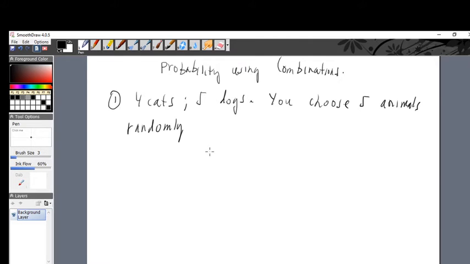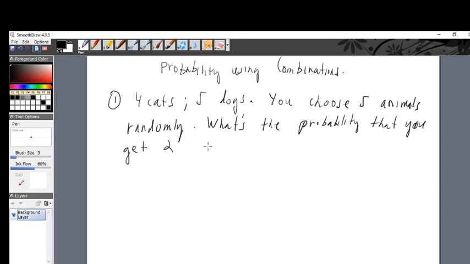Okay, and now what's the probability? Here's the question, of course. What's the probability that you wind up with two cats and three dogs? Two cats and three dogs. That is the question.